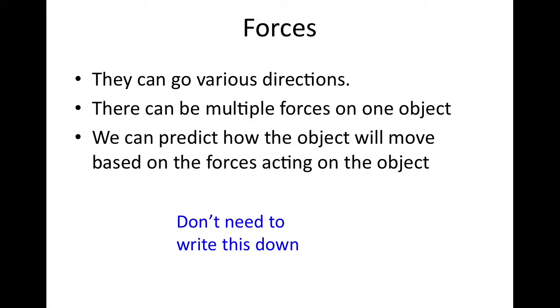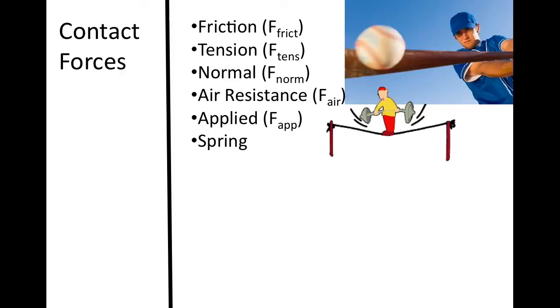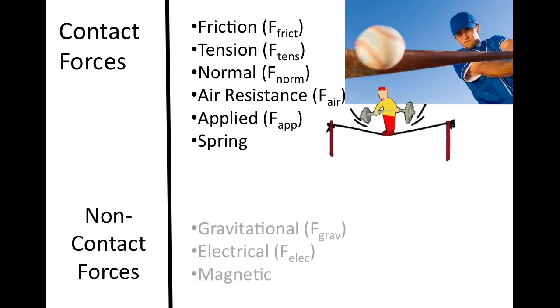Forces can go in many directions. There can be multiple forces on an object, and we can predict how that object will move based on the forces that are acting on that object. There are different kinds. There are contact forces, such as friction, tension, normal, air resistance, applied, and spring. There are also non-contact forces, such as gravitational, electrical, and magnetic.